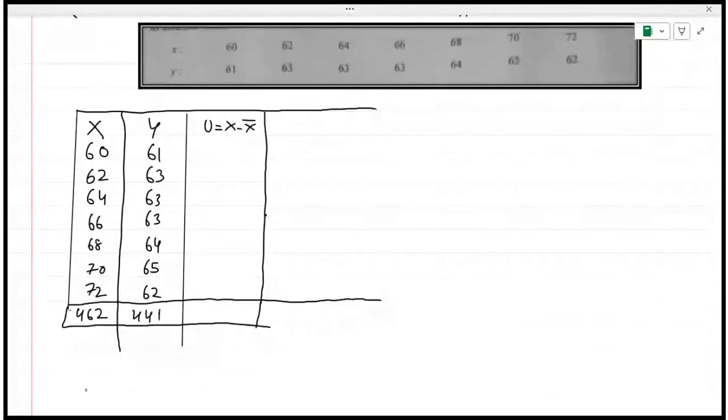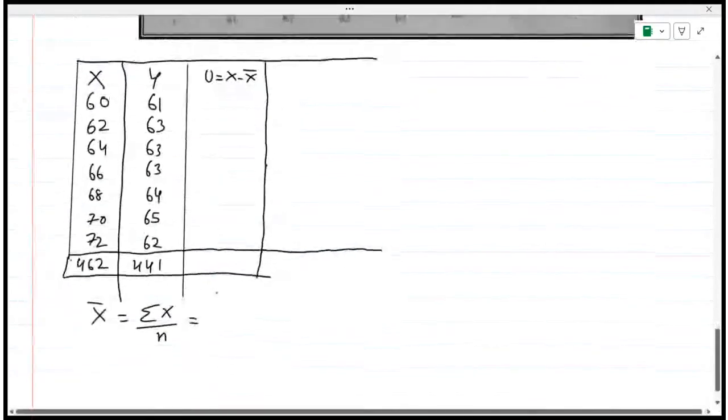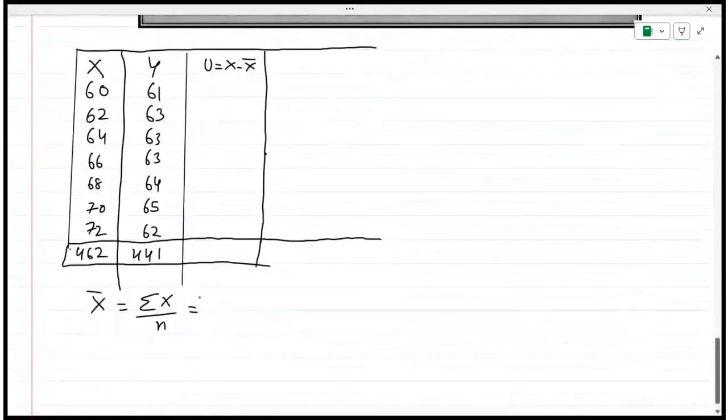Now what is the mean of x? X bar. Mean is the sum of the x values divided by the total number of values. So the sum of x values comes out to be 462. And how many values are there? 1, 2, 3, 4, 5, 6, 7. So divide 462 by 7. 66 will be the answer. Mean of x is coming out to be 66.